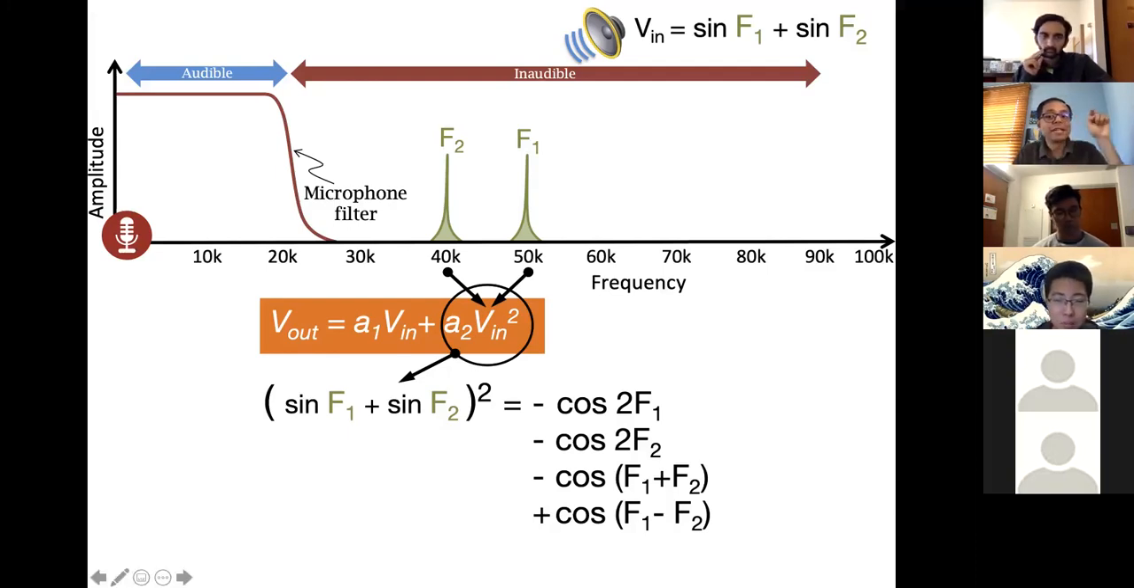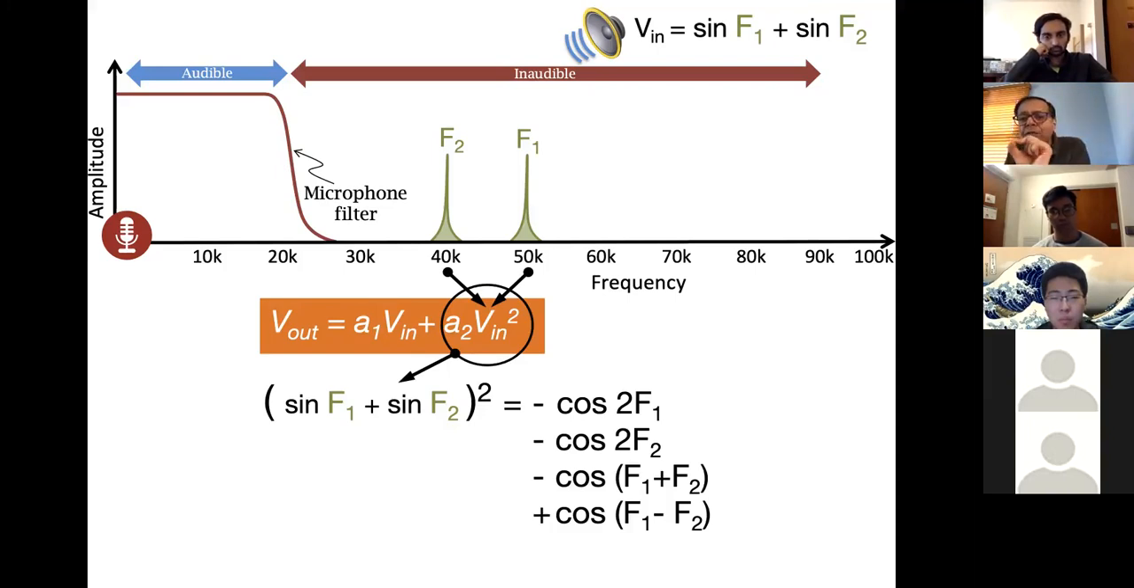So look, when the signal traveled over the air, none of us heard anything. The signal impinged on the microphone's hardware. The microphone's hardware has nonlinearity. That nonlinearity squares the signal. That squaring in the time domain, if you look at it in the frequency domain, you're going to see these high frequency components, 2f1, 2f2, f1 plus f2, and you're going to see one low frequency component, f1 minus f2.